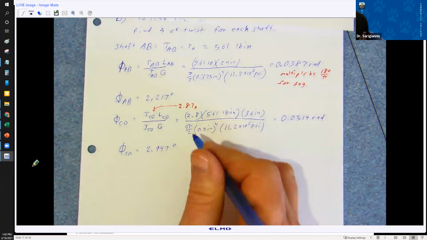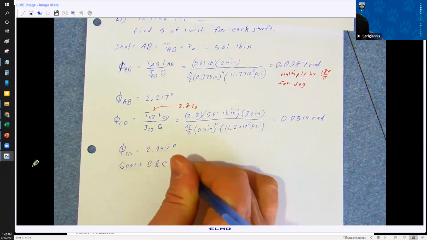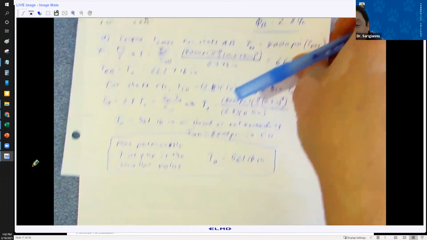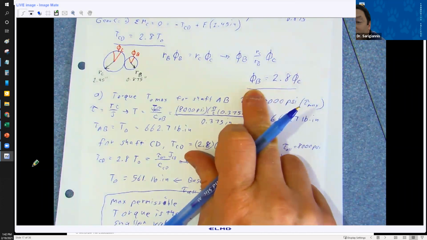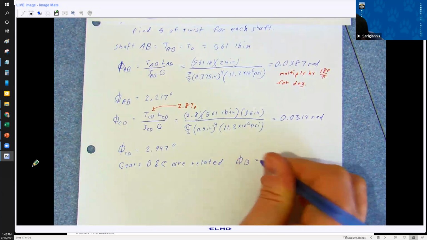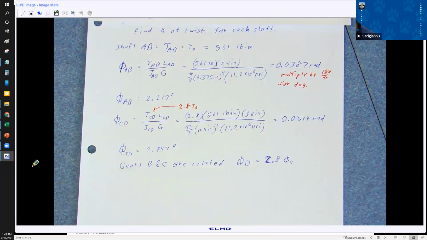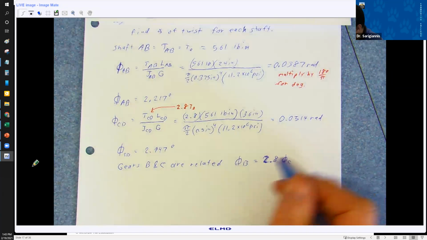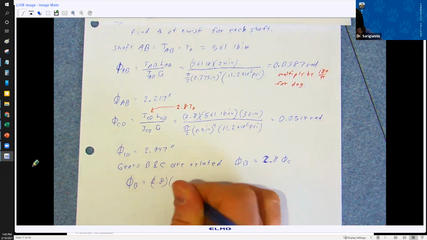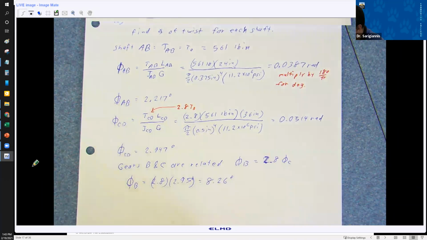Now, gears B and C are related. Remember we calculated up here the relationship between the angle of twist, phi B equals 2.8 phi C. So phi B is equal to 2.8 times 2.95 degrees, rounding here, and this gives us 8.26 degrees.